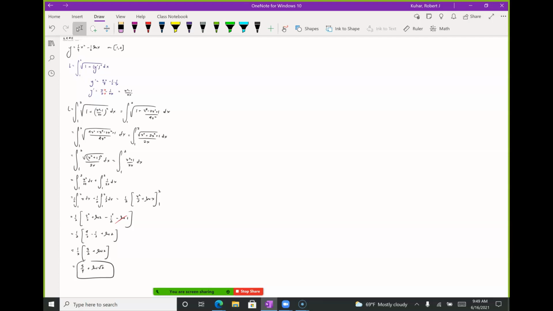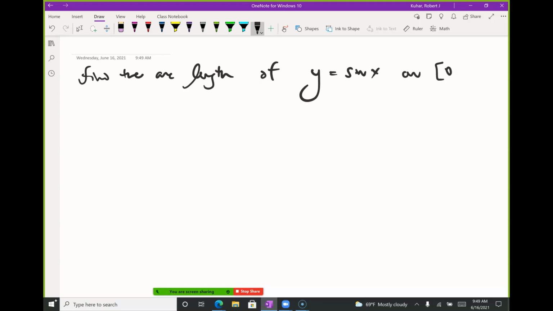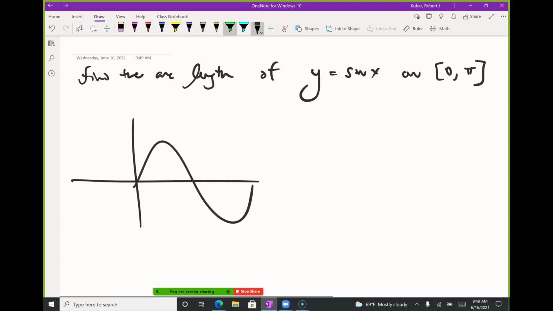So let's get the arc length of sine of x from 0 to pi, right? So this is my new problem, and we're going to use Simpson's rule to do this. So find the arc length of y equals sine of x on 0 to pi. We know what sine looks like. We're looking for that green length.